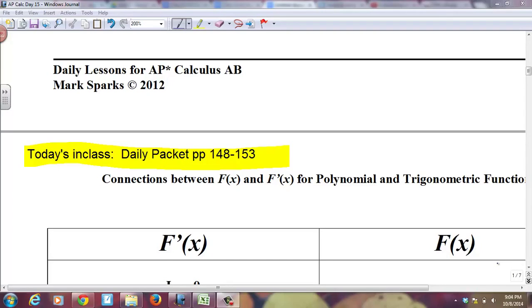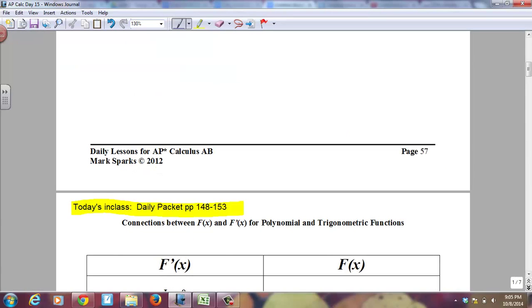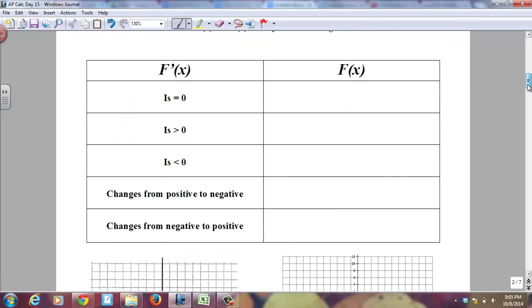Alright, so today's in class is the daily packet. We're going to do pages 148 through 153. Let me make this a different size. I think this was good right here. So on page 148, or on my page 58 looks like, the first thing you see is this.